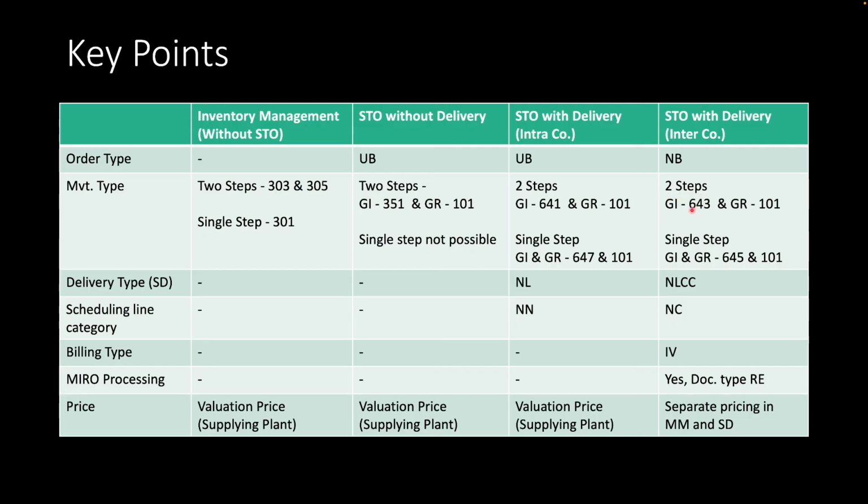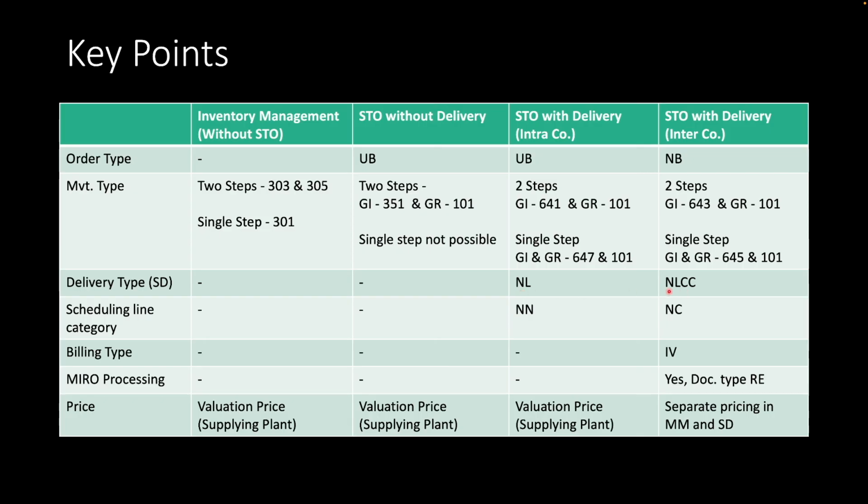Now for STO with delivery in case of intercompany code transfer, if you are following two steps, then the goods issue movement type is 643 and goods receipt movement type is 101. And if you are following the single step process, then goods issue and goods receipt will happen simultaneously with movement type 645 and 101 document.